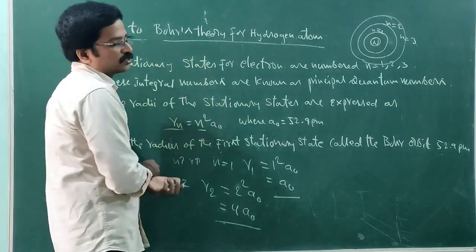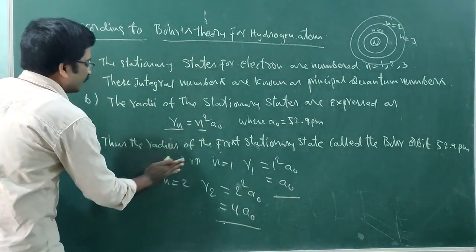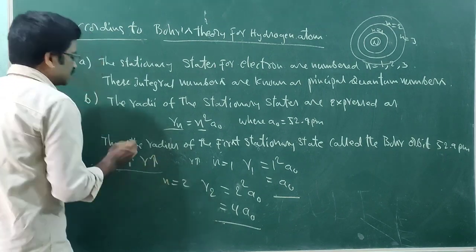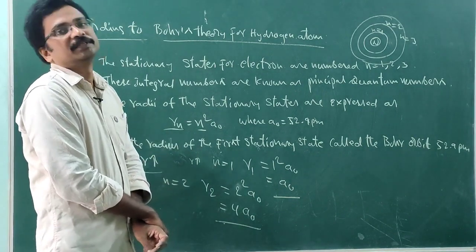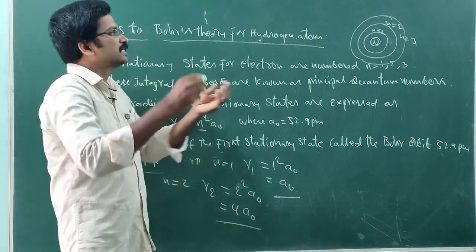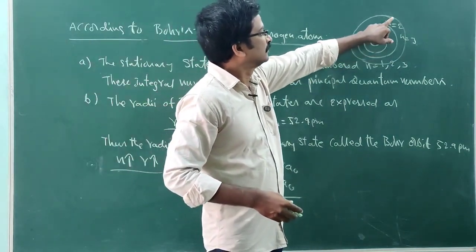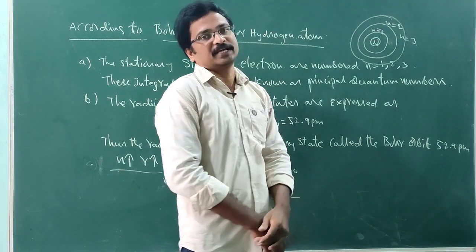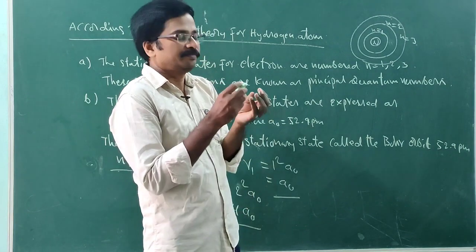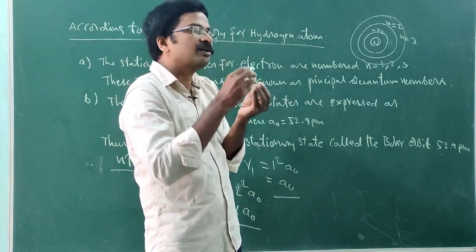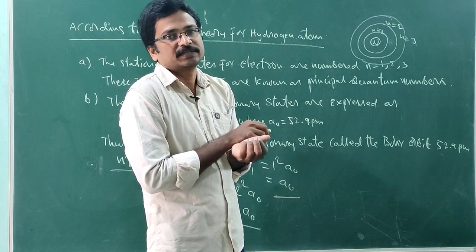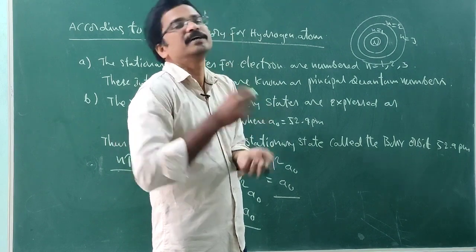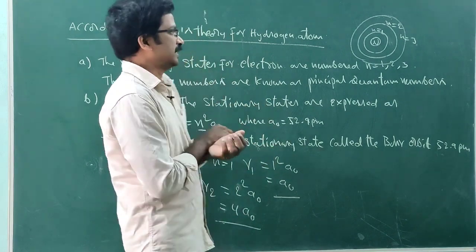The R value increases with the n value. As n, the principal quantum number, increases, the radius value also increases. So what we observe is that if the n value increases, the electron is farther away from the nucleus. The radius value increases, and it means the electron is far away from the nucleus. That you can understand.